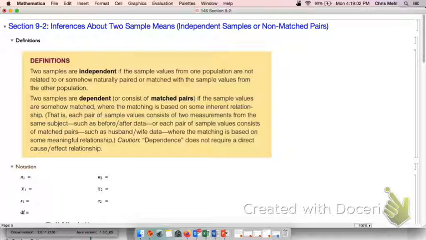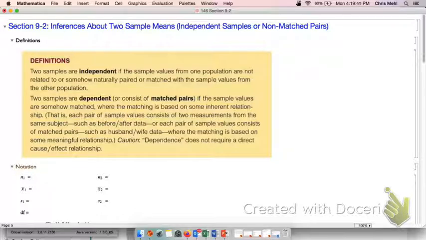Now, section 9.2 is about what's called independent samples, and two samples are independent if the sample values from one population are not related to or somehow naturally paired or matched with the sample values from the other population. So what this means is your two separate samples come from two non-related populations. For instance, I might just be comparing a population of men to a population of women, and there's no relationship or pairing between the men and the women.